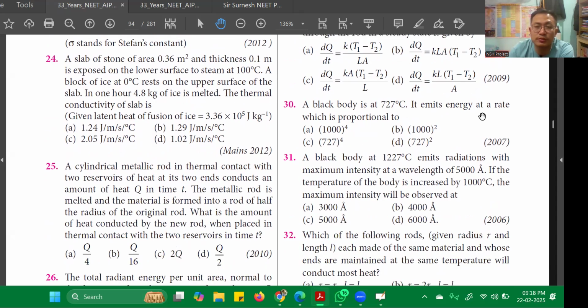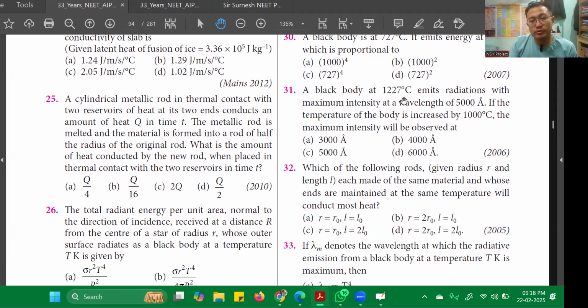Question number 30. A black body is this, it emits energy at a rate which is proportional to the very simple 1000 to the power 4, 727 degrees Kelvin or degree Celsius. This is Kirchhoff's law, sorry, not Kirchhoff's law, Stefan-Boltzmann's law, or Stefan's law.